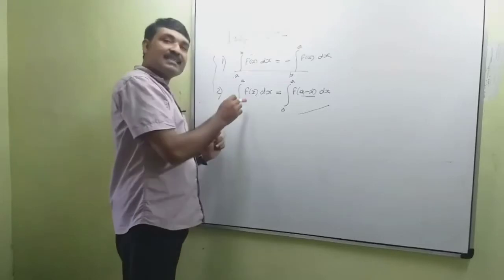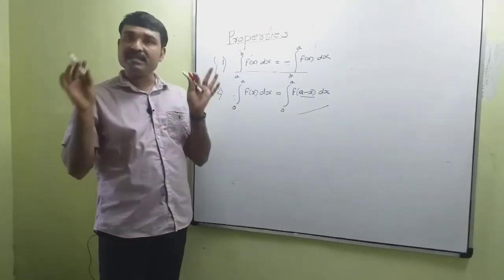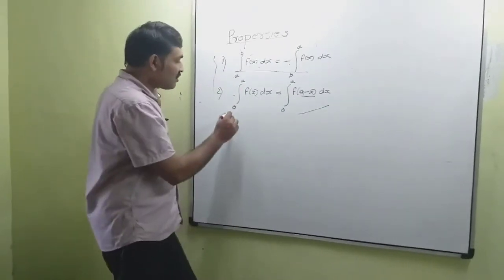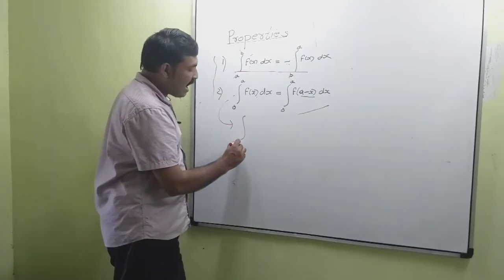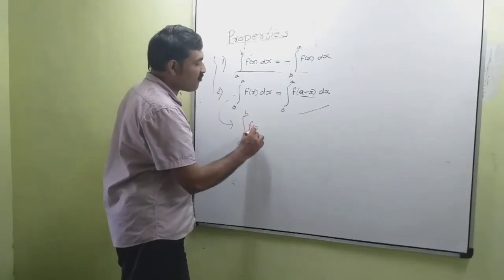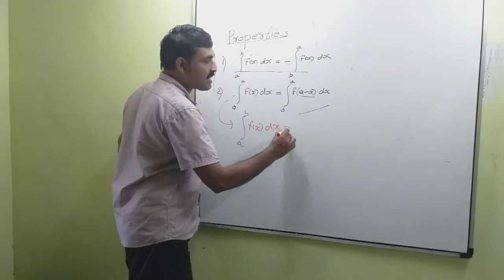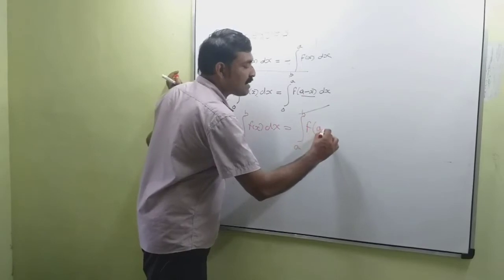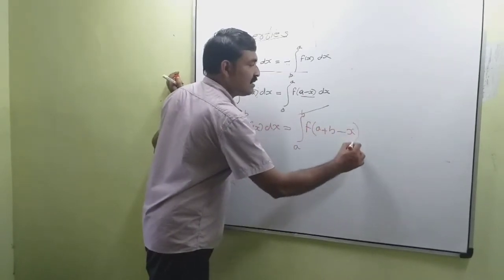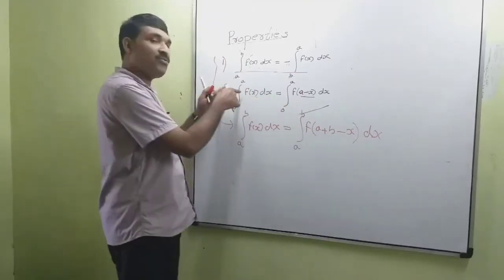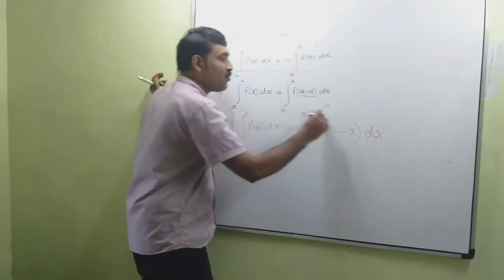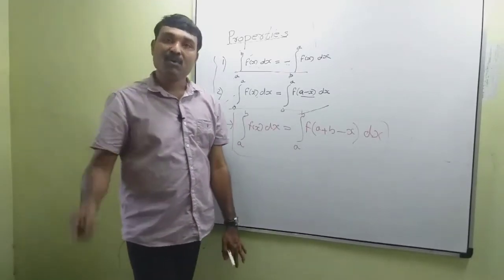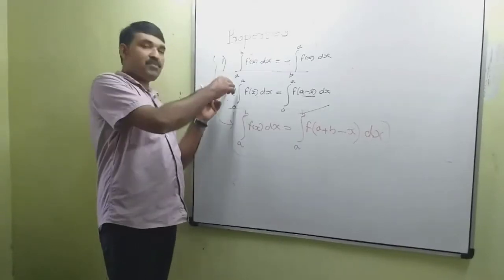We can generalize the second equation. Instead of the lower limit 0, I am putting the lower limit equal to a and the upper limit equal to b. So this implies integral a to b f of x dx is equal to integral a to b f of a plus b minus x dx. This is a generalization of this equation. This can also be proved in the same manner we proved the previous property.